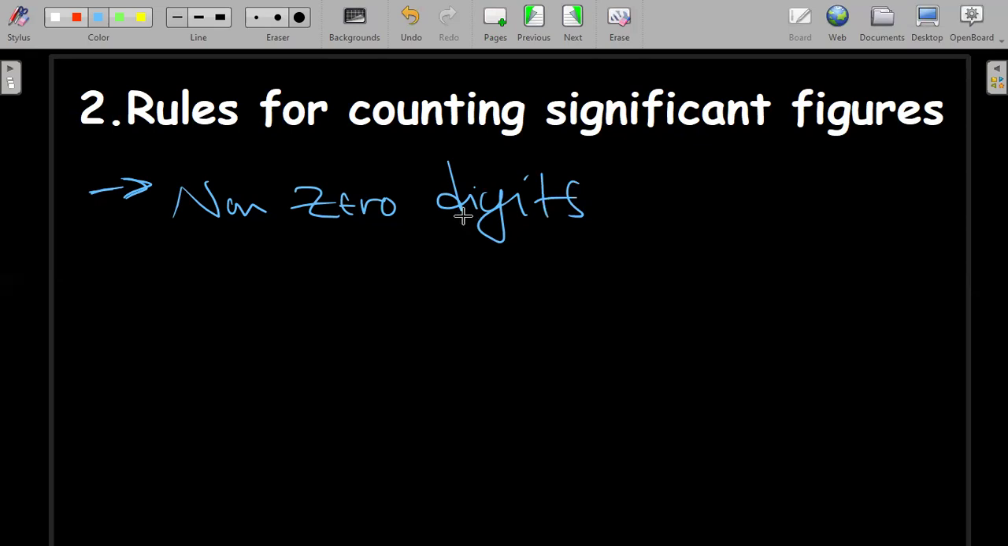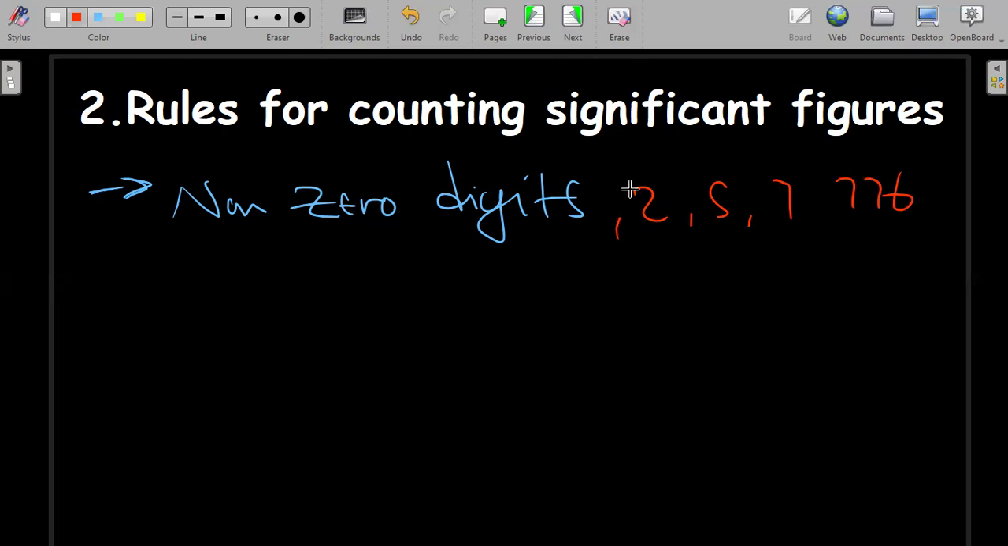Okay, all non-zero digits are significant. So what does this mean? It means if you have a number that is not zero, that number is what? Significant. So it can be 2, 5, 7, maybe 7, 7, 6. All these numbers here are significant. Why? Because they are non-zero digits.